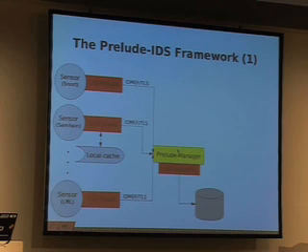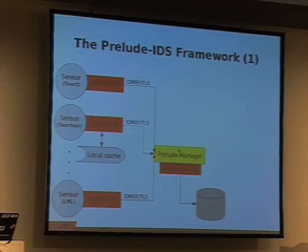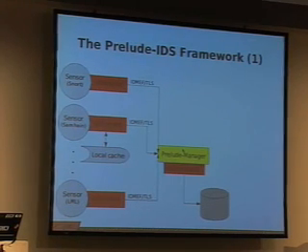libprelude has an additional feature. It maintains a local cache for the sensors. That means if the Prelude manager is not reachable over the network, for example, for fail-safe reasons, the local cache acts as a kind of buffer for the data, and when the connection comes back, the buffer will be flushed to the manager.